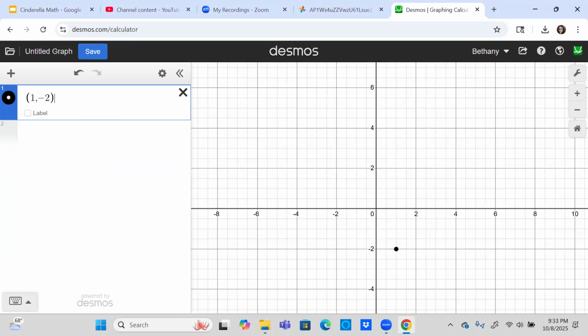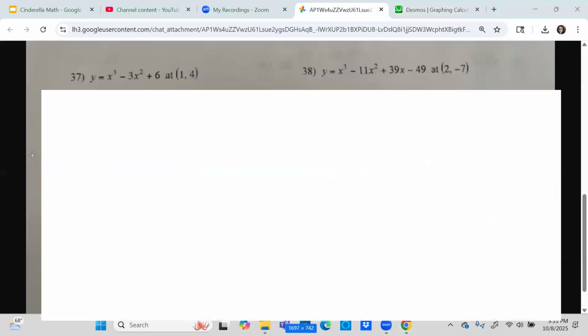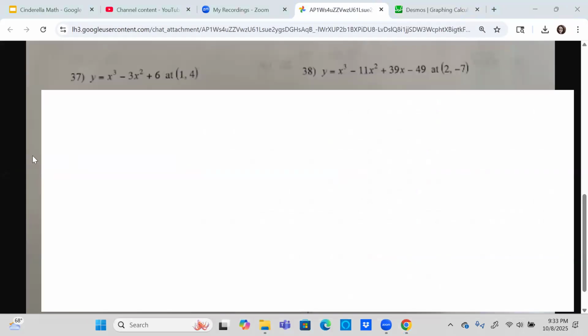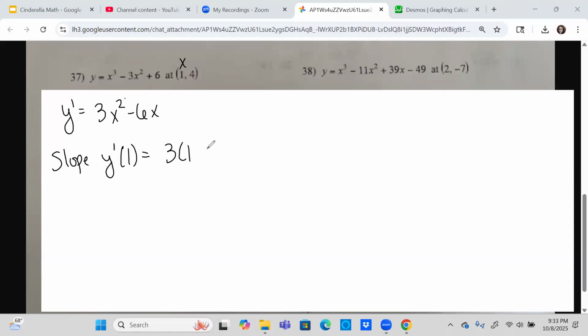Coming to this number 37. There's your function. There's your point of interest. Take the derivative using just good old power rule. So this would be 3x squared minus 6x. Find the slope by doing y prime evaluated at the x value, which is 1 in this problem. So that's 3 times 1 squared minus 6 times 1. So that's 3 times 1 minus 6 times 1. 3 minus 6 is negative 3. There's our slope.